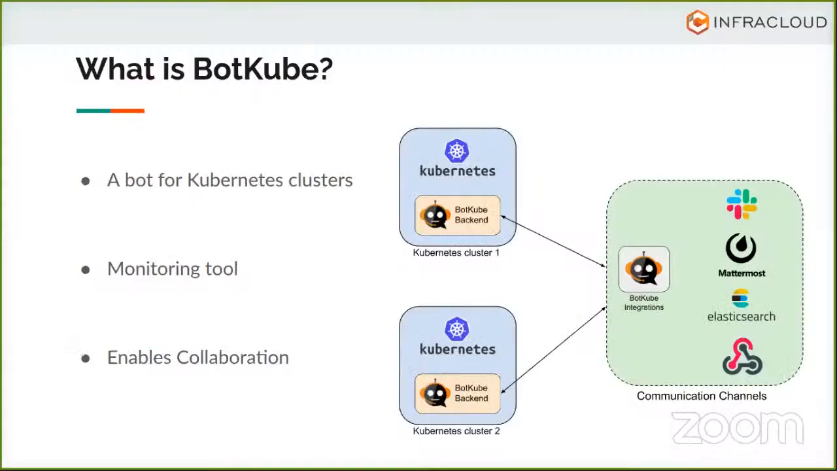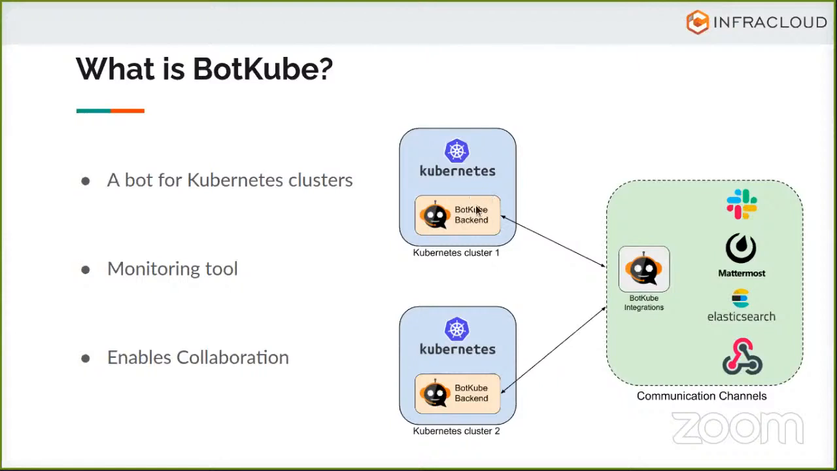So what is BotKube actually? BotKube is a bot for your Kubernetes cluster. BotKube allows you to do collaborative monitoring and debugging for your Kubernetes application. The way BotKube works is you first install the BotKube app in your messaging platforms like Slack, Mattermost, Elasticsearch. You don't need an app for Elasticsearch. And for the BotKube app, you also need to deploy the backend on your Kubernetes cluster.